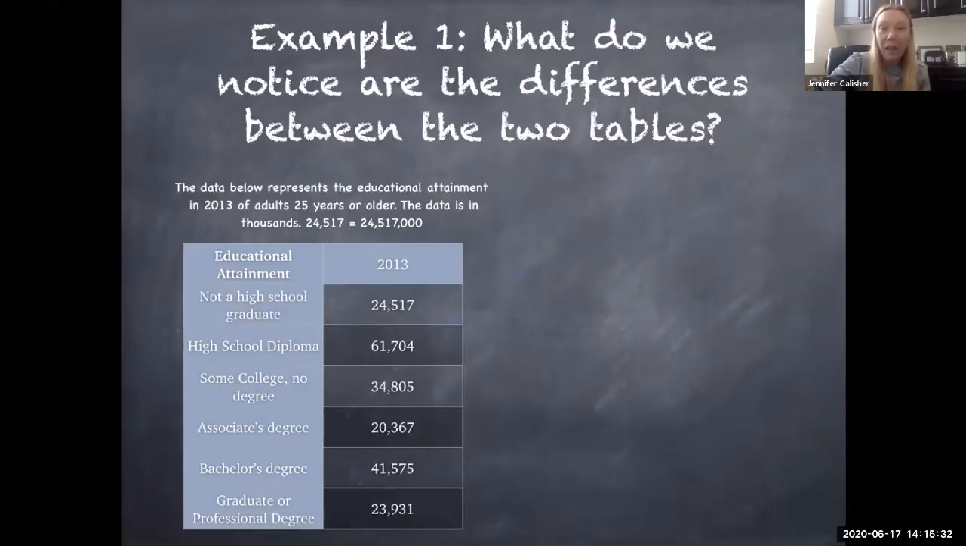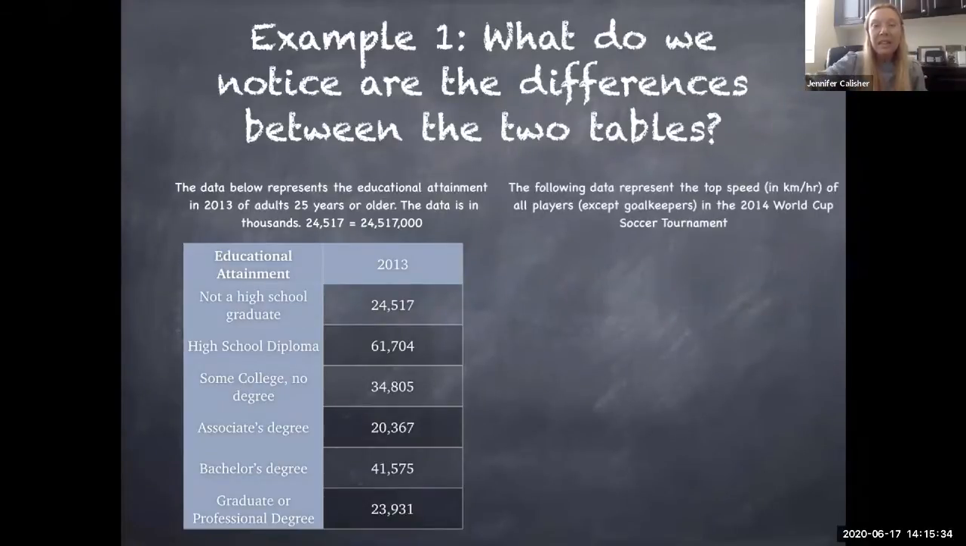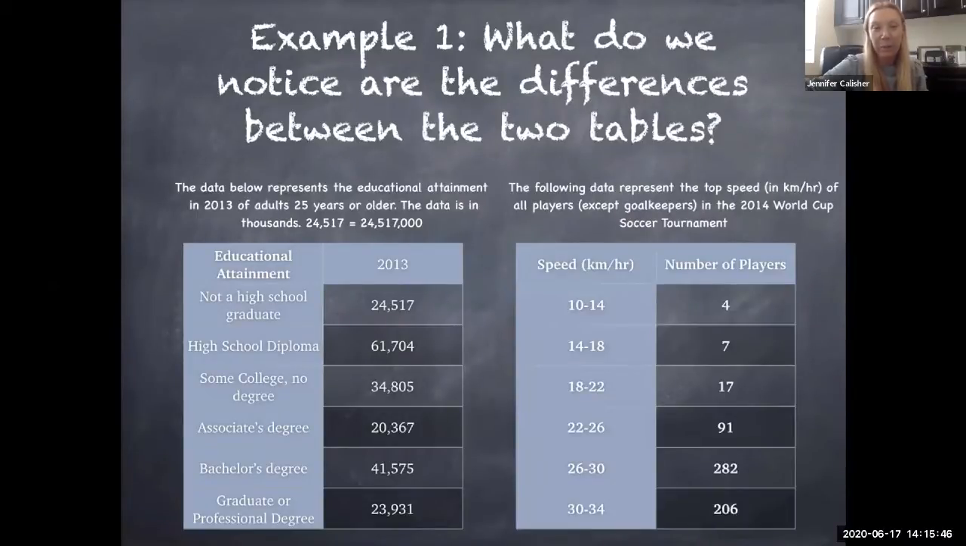So now I'll bring up the other one. I tried to go with the sports theme for this one. The following data represent the top speed in kilometers an hour of all players except for goalkeepers in the 2014 World Cup soccer tournament. And so here's this table.